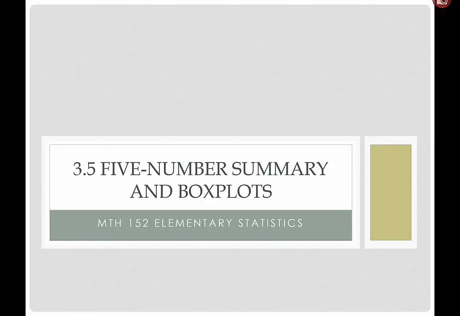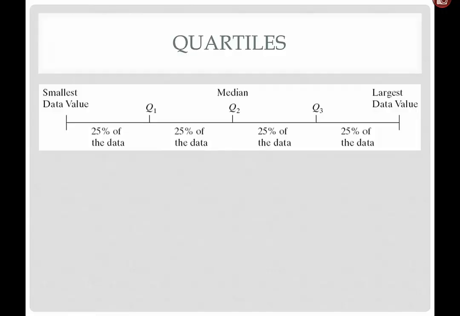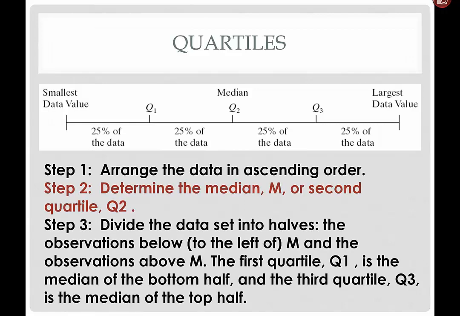All right, in this last lesson of Chapter 3, we're going to look at the 5-number summary and box plots. Now, we already talked about the 5-number summary in the previous lesson and all of the steps in finding those quartiles. Basically, your 5-number summary is your minimum, your smallest data value, Q1, your median, which is Q2, Q3, and then your largest data value, which is also called the maximum. Okay, and so that is your 5-number summary.